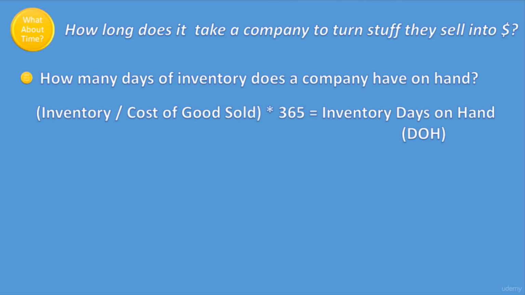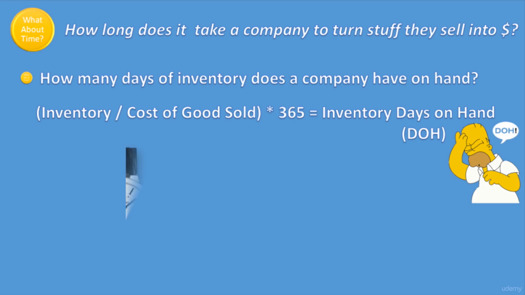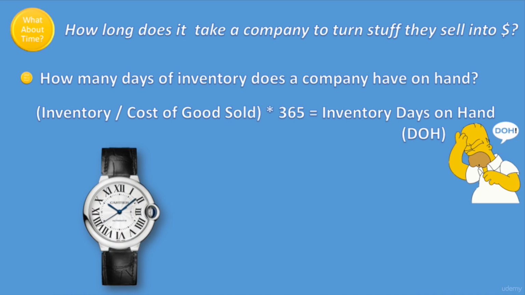Inventory divided by the cost of goods sold times 365 equals inventory days on hand, or DOE. I couldn't resist, sorry. All right, and basically, this is how it works.